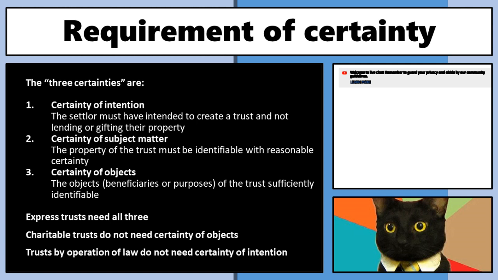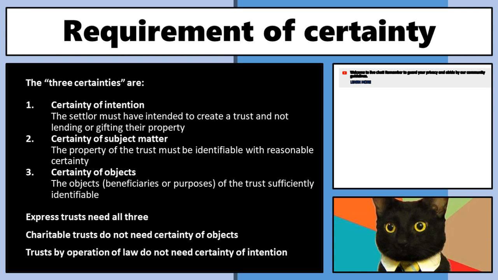All right, certainties. We talk about the 3 certainties: intention, subject matter, and objects. Before, when I was talking about the difference between mere or bare powers of appointment and those that are going to be deemed trust powers, there is this requirement that the settlor intended to create a trust. It wasn't a loan, it wasn't a bailment, it wasn't a gift. The court has to determine whether that exists.